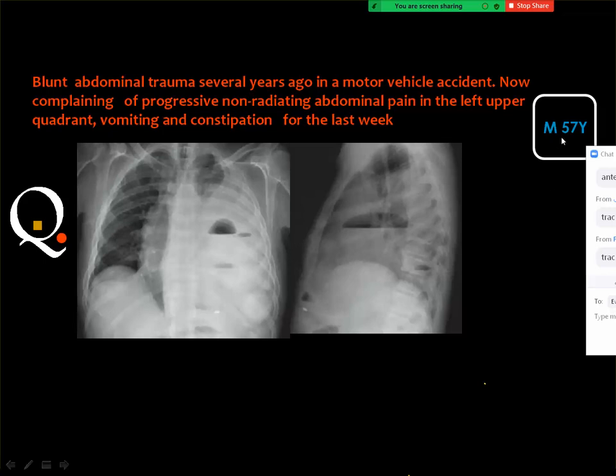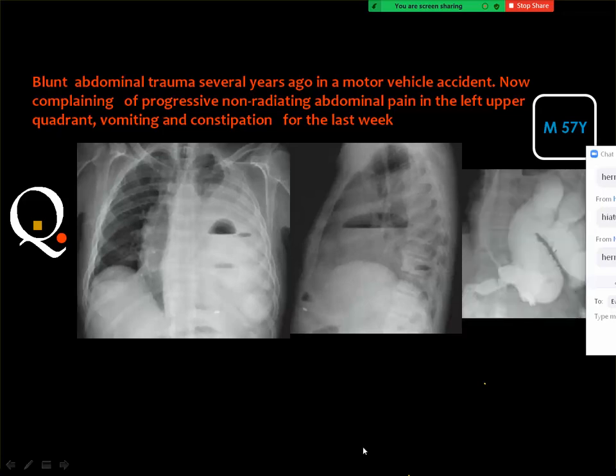Then this patient is 57 years old, and he was subjected to a blunt abdominal trauma several years ago in a motor vehicle accident. Now he is complaining of progressive non-radiating abdominal pain in the left upper quadrant, with vomiting and constipation for the last week. Then the chest X-ray showed some opacity in the left hemithorax with multiple air fluid levels.